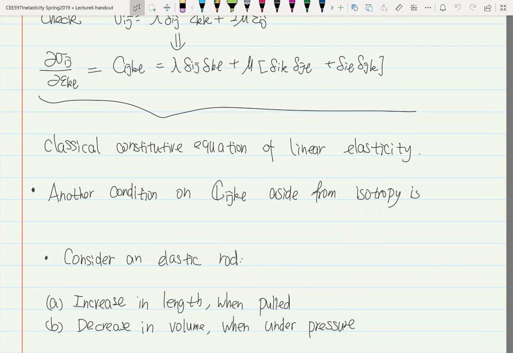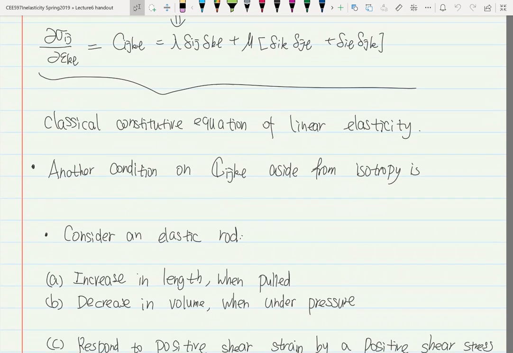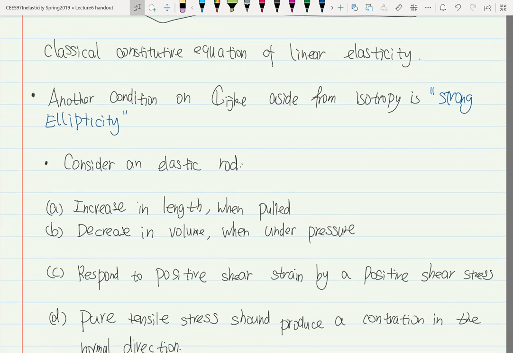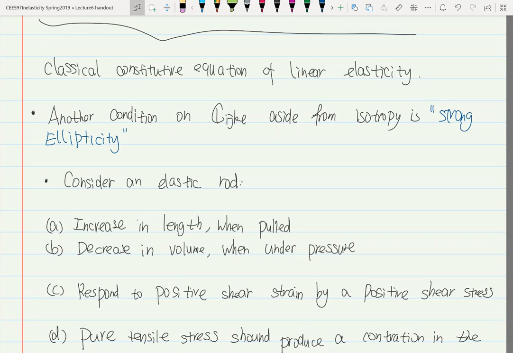So for the classical constitutive equation of linear elasticity, there's another condition on the Cijkl aside from the isotropy, which is the strong ellipticity. So what does that mean? Basically, it just means that this Cijkl that you have needs to follow some physical phenomena or physical observations that you notice in real life.